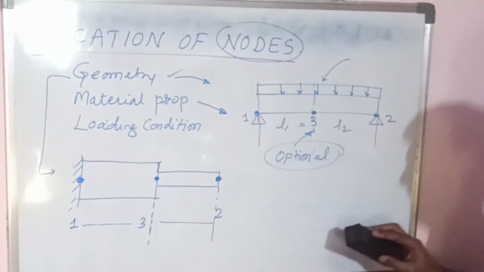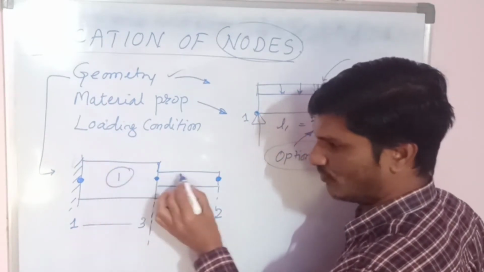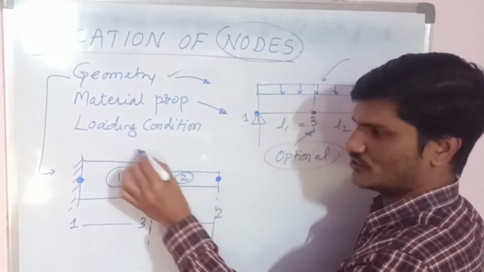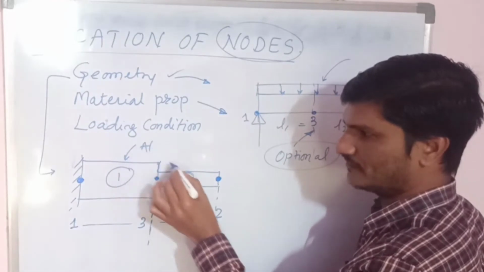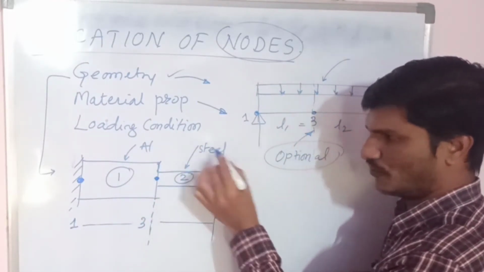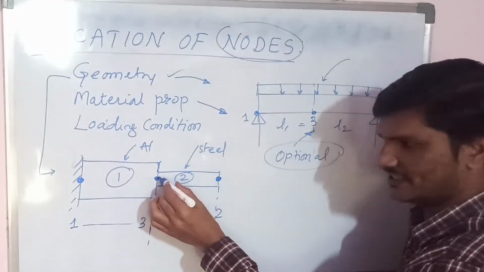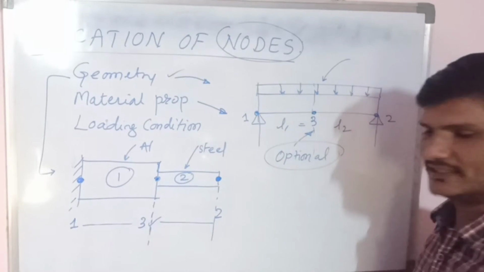So based on the material properties, again as I said, suppose there are element 1 and element 2. If one is made up of aluminum and the other is made up of steel, so both the materials are different. When both the materials are different, it is a stepped bar, and anyhow you have to take a third node.